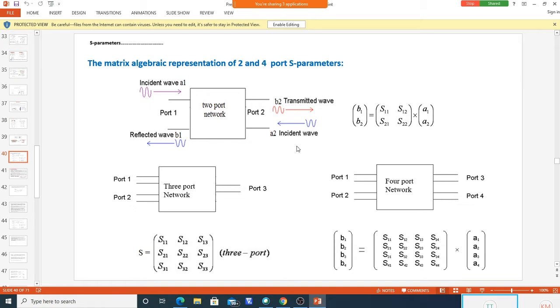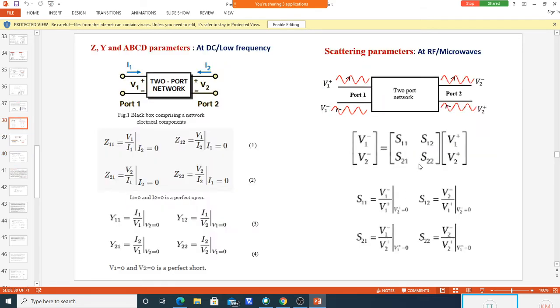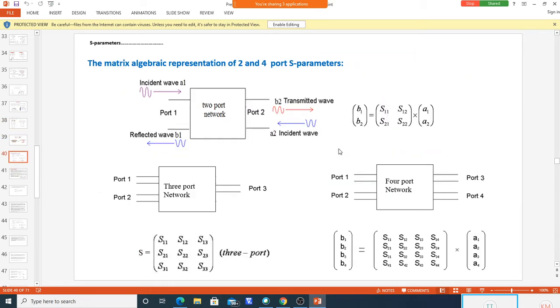Before that, S parameters can be expressed in matrix form. That is a very big advantage of scattering parameters. And also all the matrix operations we can do over the scattering parameters.